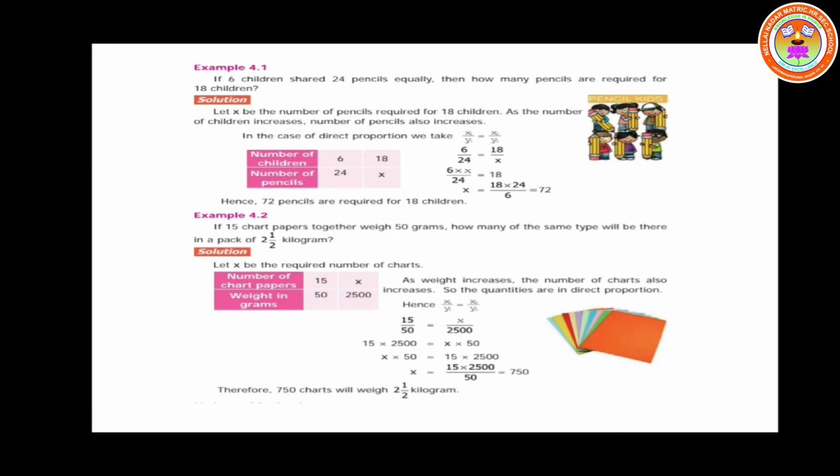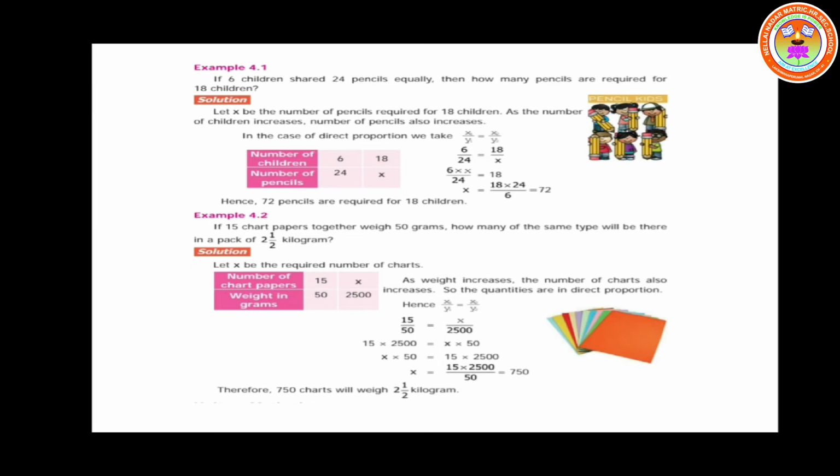Bring that 50 to the denominator part. You can cancel 10 by 10, and in the numerator part you will be having 250. Down you have 5. You cancel it, 50 you will get. 15 5s are 75, but you have 50. So 15 into 50 you will be getting 750. So therefore 750 charts will weigh 2.5 kilogram.